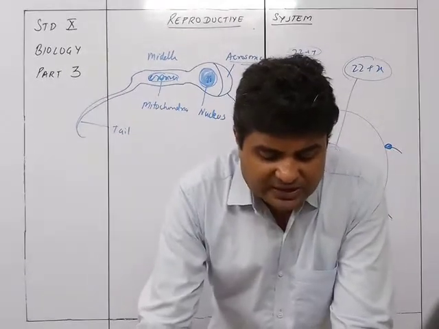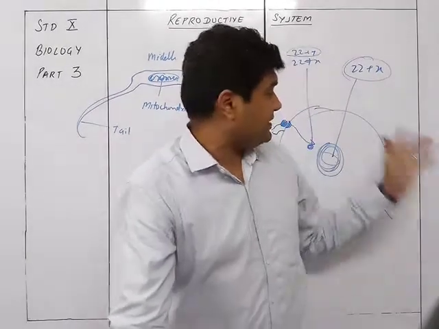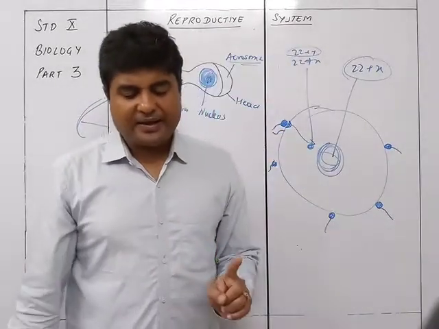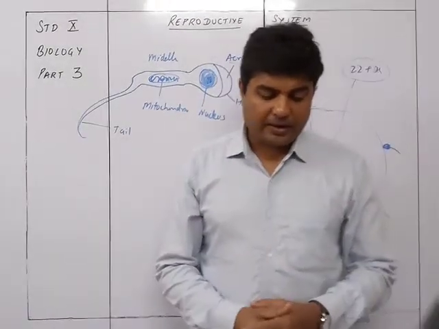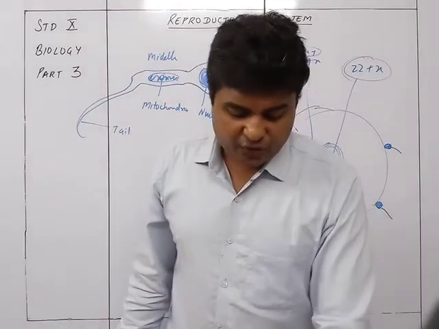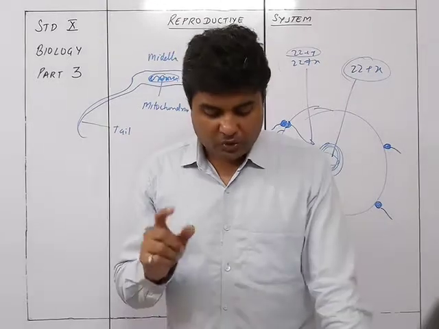During fertilization, several sperms may surround an egg. That's what I have told you. Several sperm may surround an egg, but only one sperm enters in. In doing so, the tail is left behind and only the head part, which contains the nucleus, penetrates the egg. This sperm nucleus fuses with the nucleus of the egg.